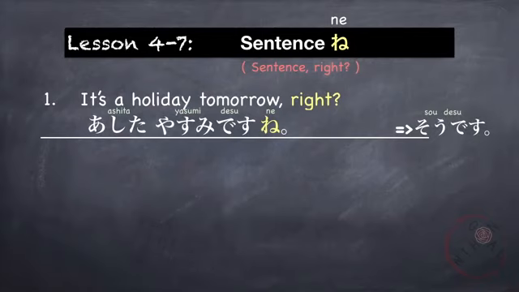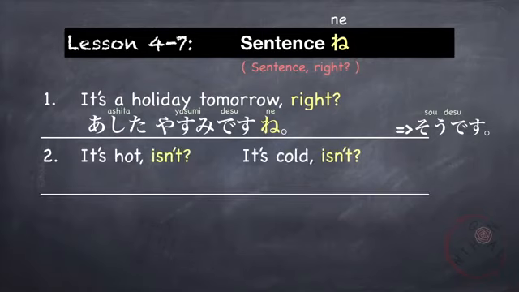This also shows that the speaker wants the listener to agree. For example, it's hot, isn't it? Or it's cold, isn't it? This is a very common phrase that you would hear among Japanese just to open up a conversation. 暑いですね. It's hot, isn't it? Or 寒いですね. It's cold, right? You can say そうですね to show that you agree.